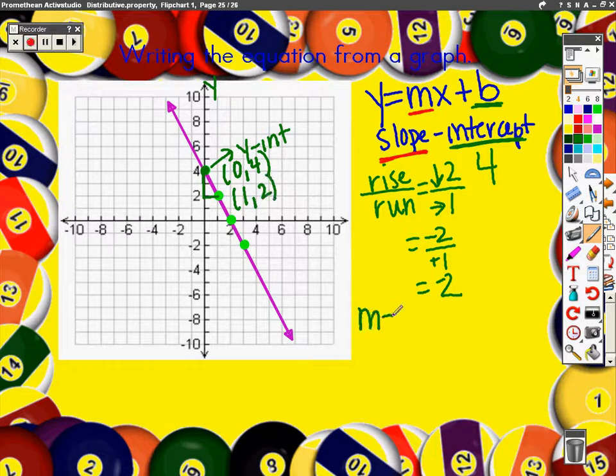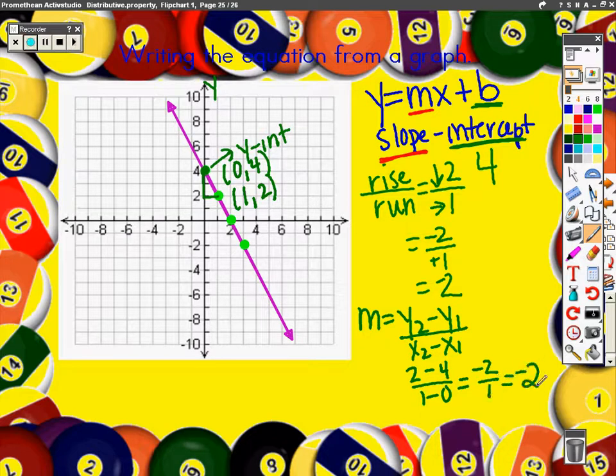I could easily plug this into my equation for slope. y2 is 2 minus 4 over 1 minus 0. This gives me negative 2 over 1, which gives me negative 2. Same thing both times. I can either look at it as the rise over the run, which gave me negative 2, or I can look at it through the equation, which still gives me negative 2.